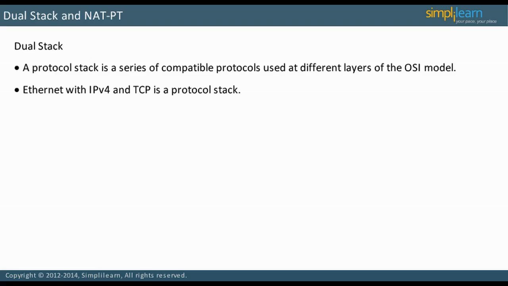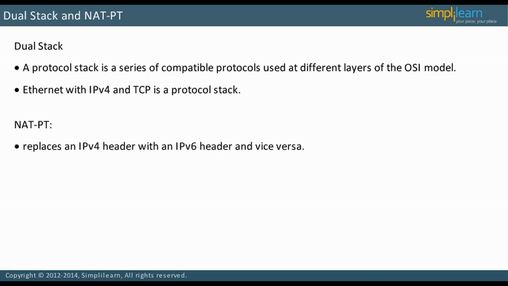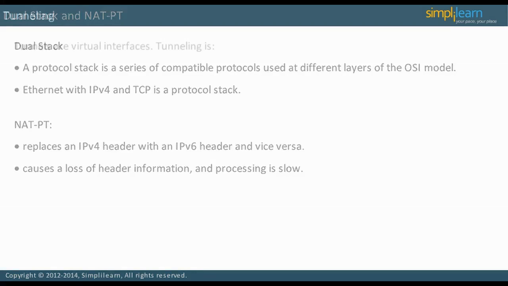The second IPv6 transition method is Network Address Translation, Protocol Translation, NAT-PT. It replaces an IPv4 header with an IPv6 header and vice versa. This approach has two disadvantages. It causes a loss of header information and processing is slow. In the following slide, let us look into the next transition strategy, tunneling.